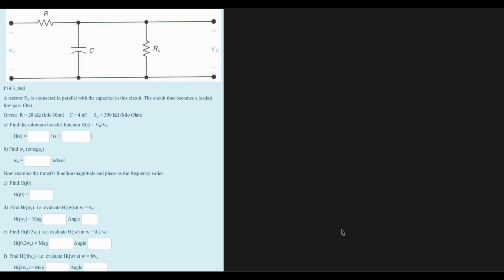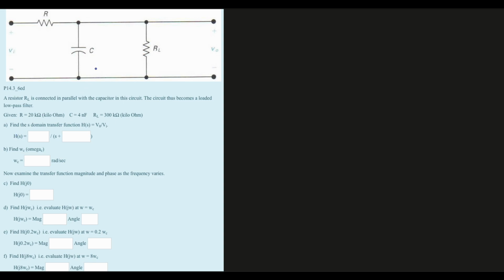We have that a resistor RL is connected in parallel with a capacitor in the circuit, so we really have an RC circuit. This circuit thus becomes loaded as a low-pass filter. So we're given R, C, and our RL. Well, first things first, before we do anything in here, we need to make our H of S.